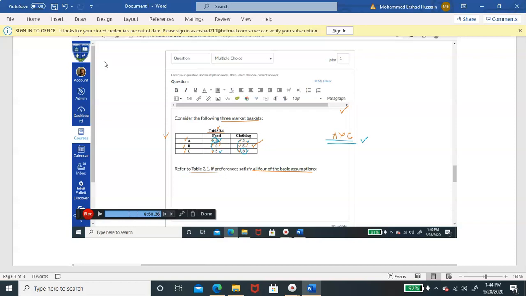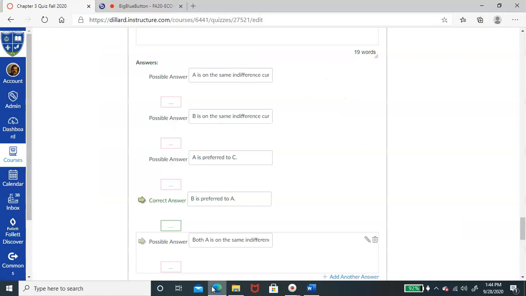It's not like A and B. Between A and B, B has more of food and clothing than A, more of both. But between A and C, A has more food than C, but for clothing, C is better. So we really don't know. Okay, so this is how you compare all the different parts.